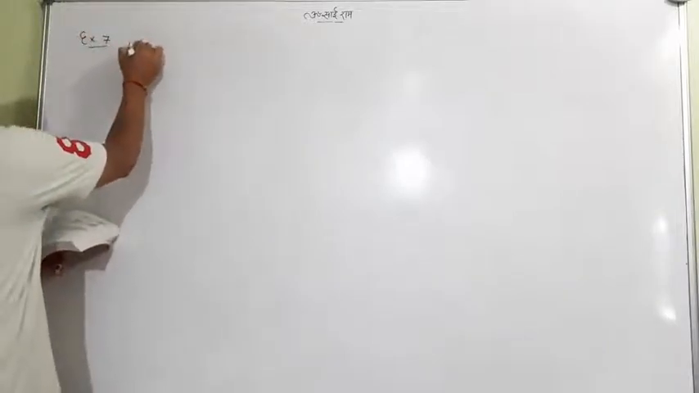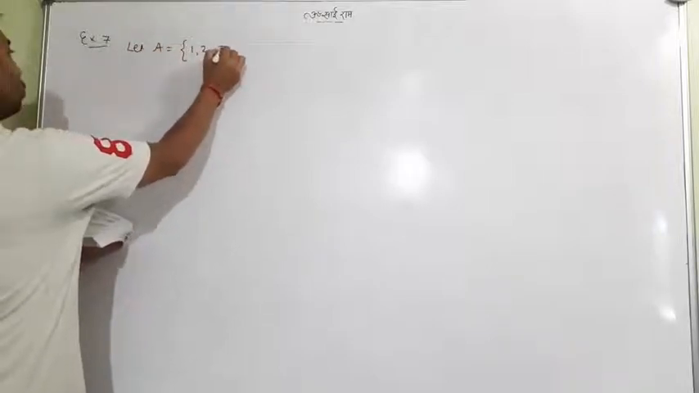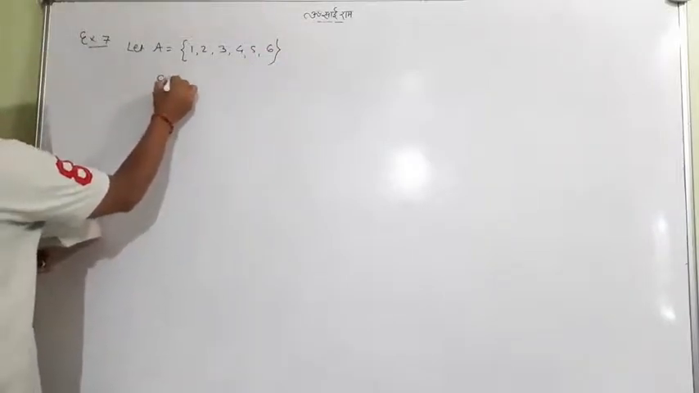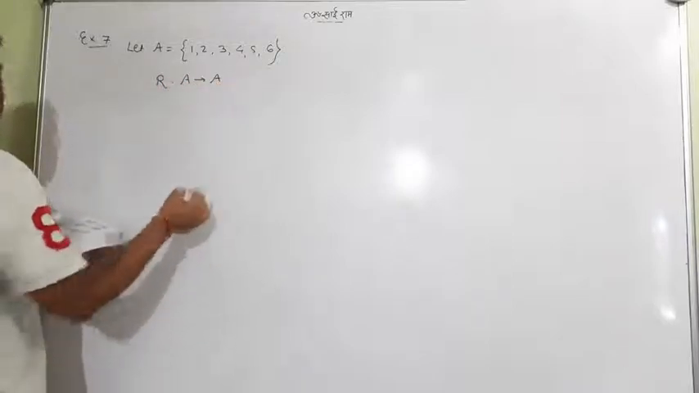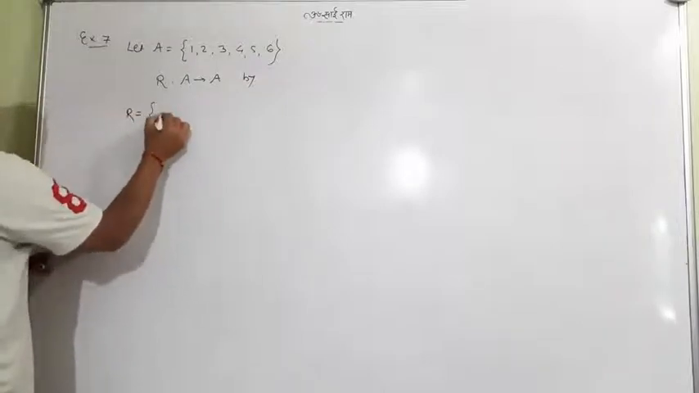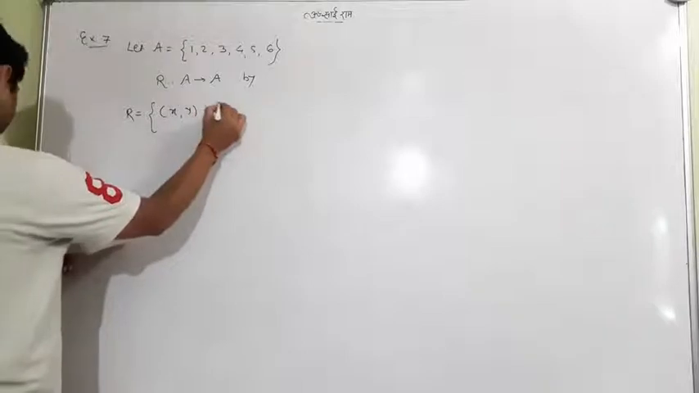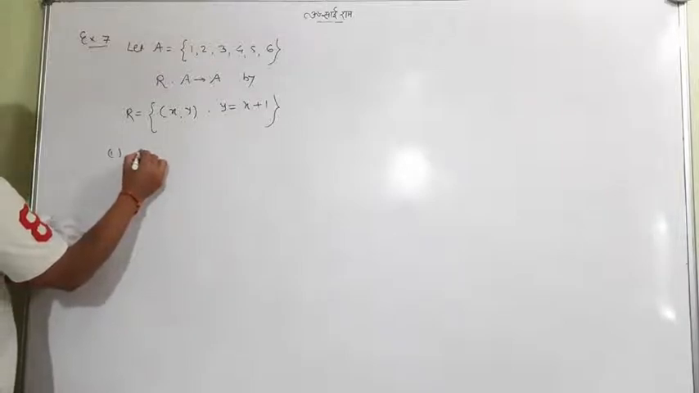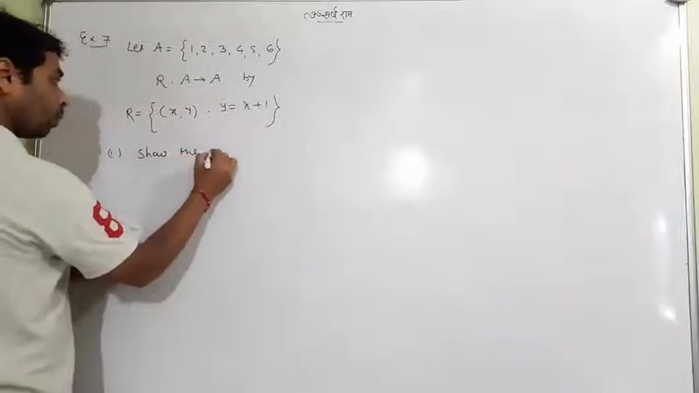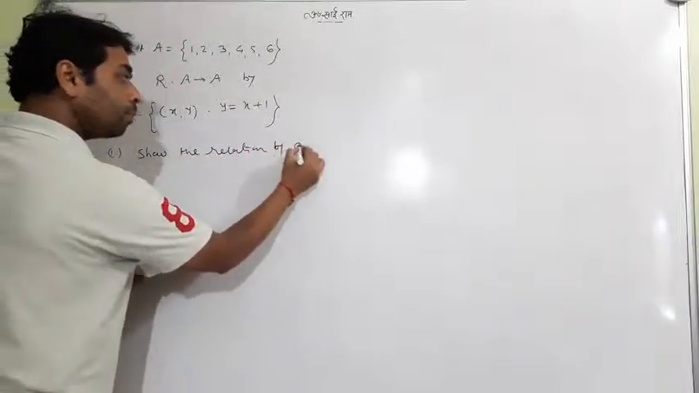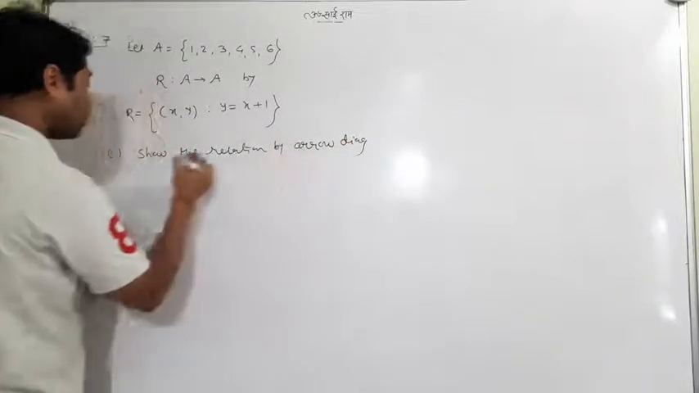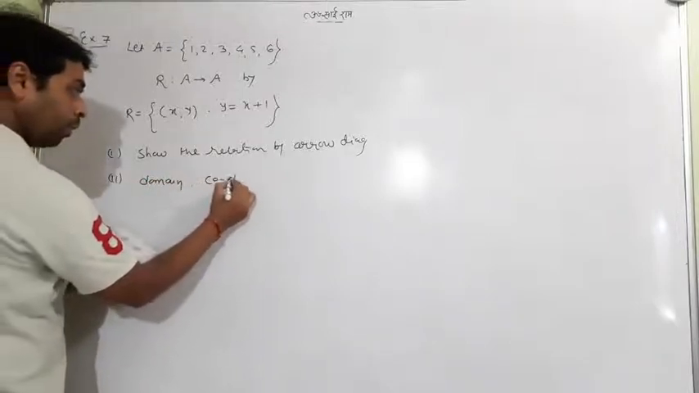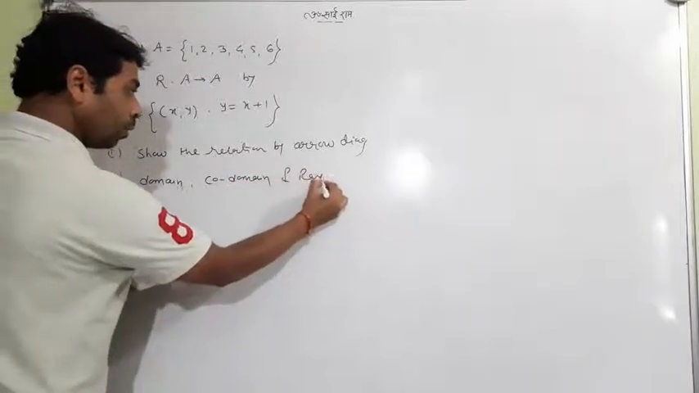The question says: let A equal {1, 2, 3, 4, 5, 6} and define a relation R from A set to A set by R = {(x, y) such that y = x + 1}. The question asks first, show the relation by arrow diagram, and second, write the domain, codomain and range of the relation.